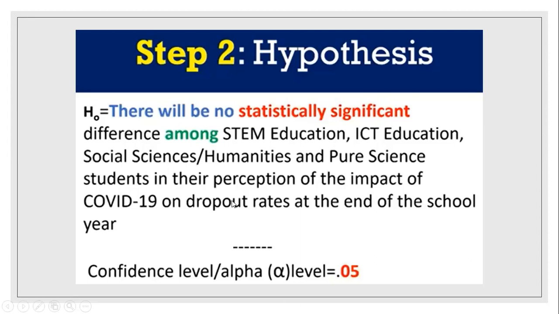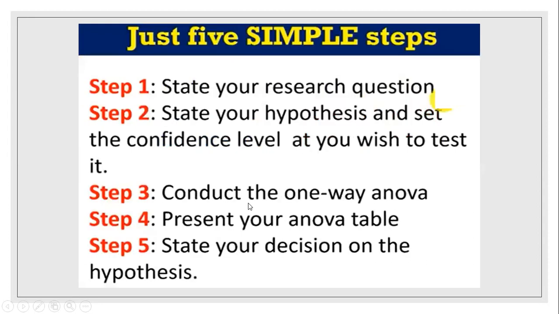Then at the lower edge, make sure that you have your confidence level or alpha level. The alpha level at which I am testing this hypothesis is 0.05. You can also use 0.01, which means you are standing on 99%. But we want to stand at 95%, which is why we use 0.05. Don't forget your steps. Step 1, we state our research question. Step 2, we state our hypothesis and set the confidence level.